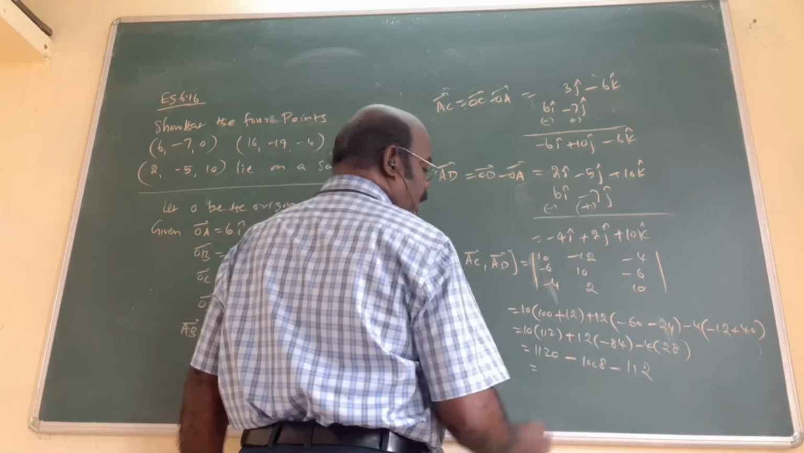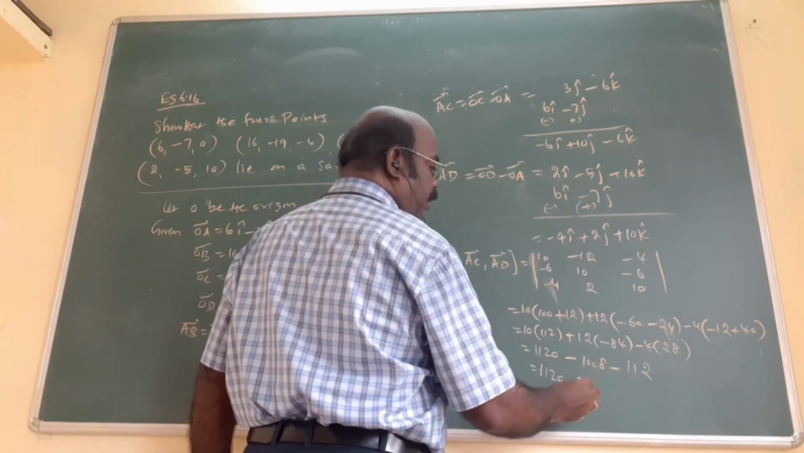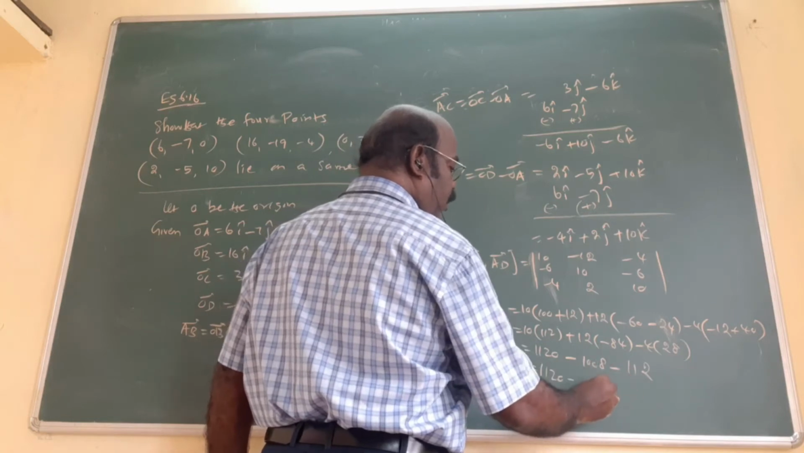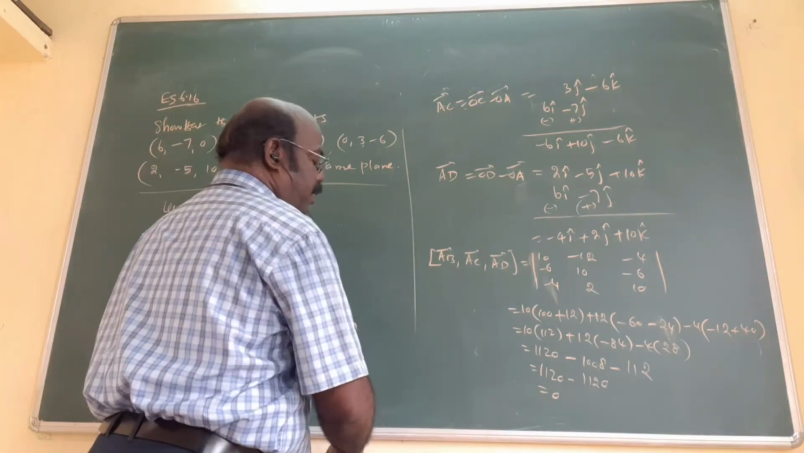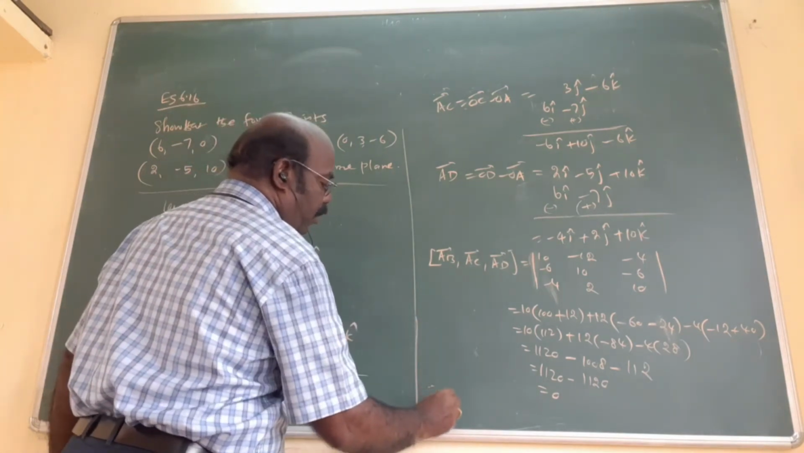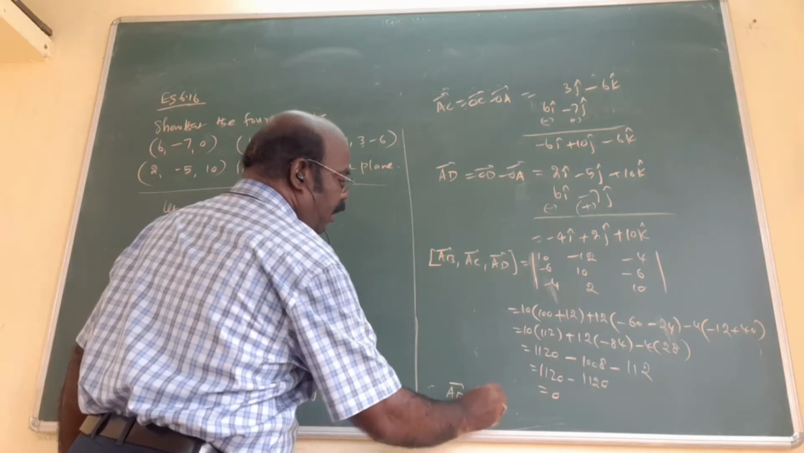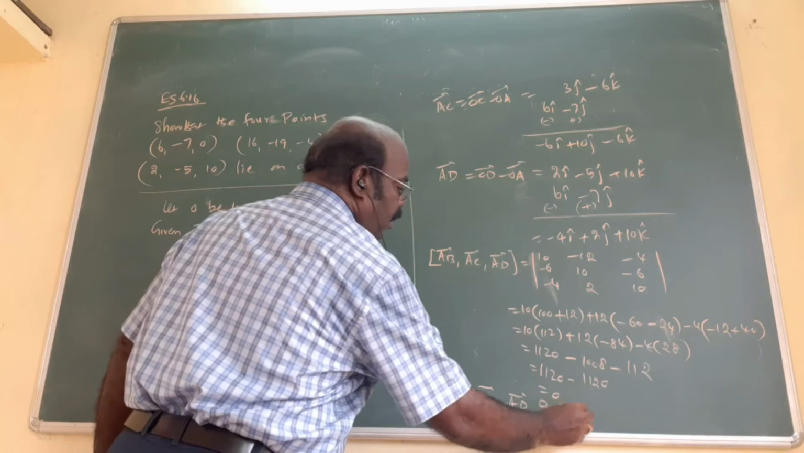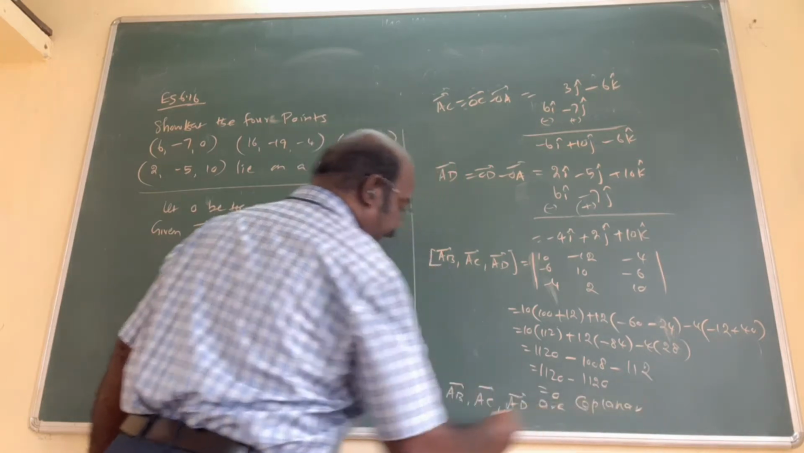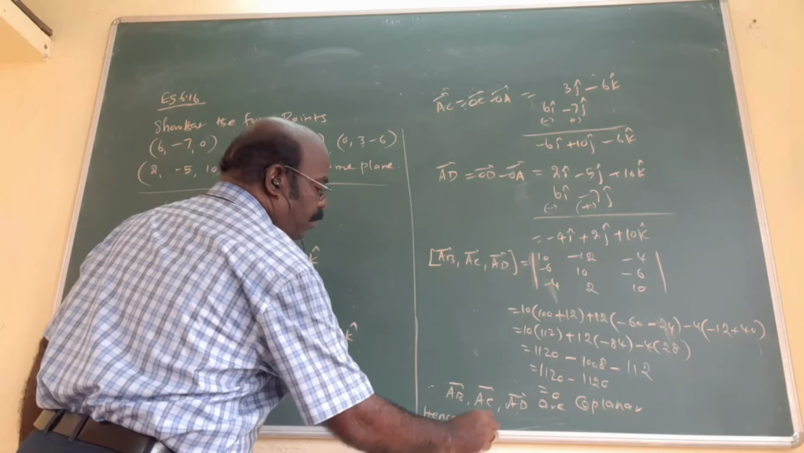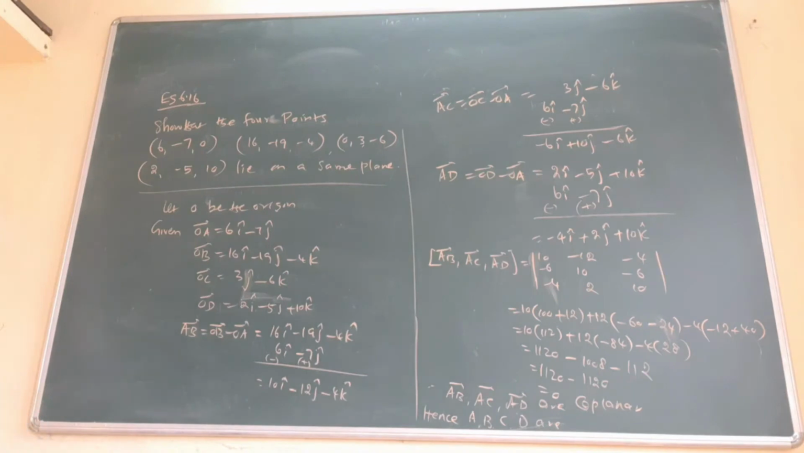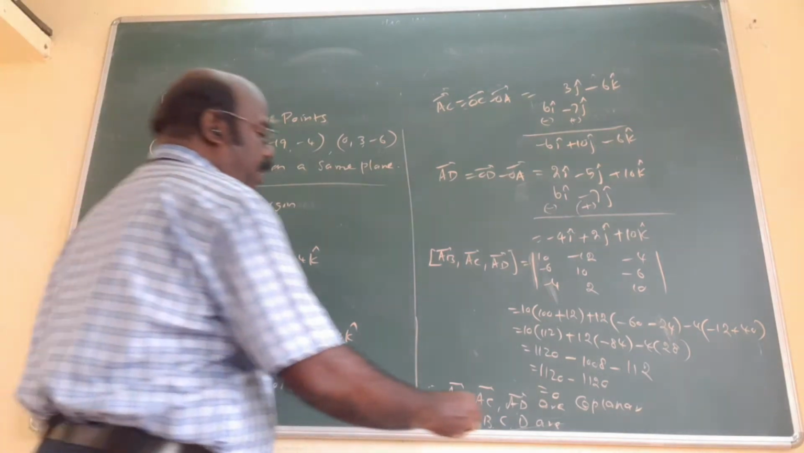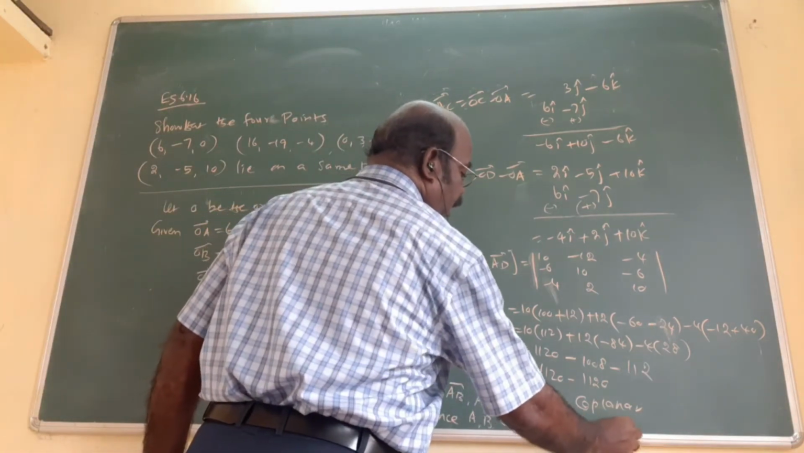Therefore, adding both, we get 0. Definitely 0 will come. Hence, AB vector, AC vector, and AD vector are coplanar. Hence, A, B, C, D are lying on the same plane. Let us assume the 4 points, that's why the 4 points are lying on the same plane. That's all.